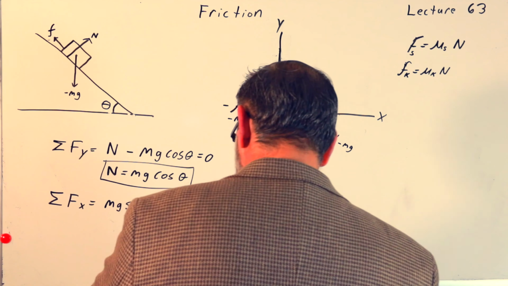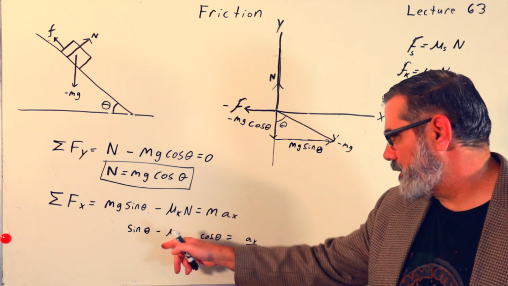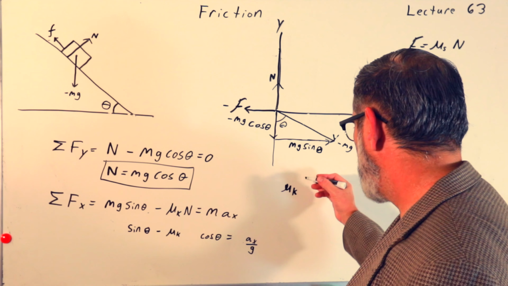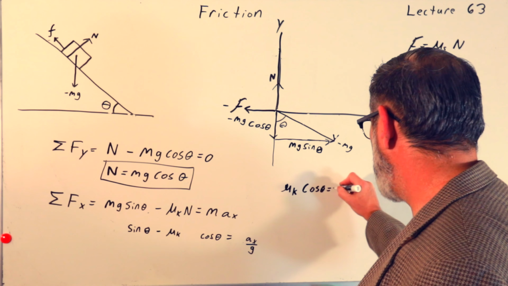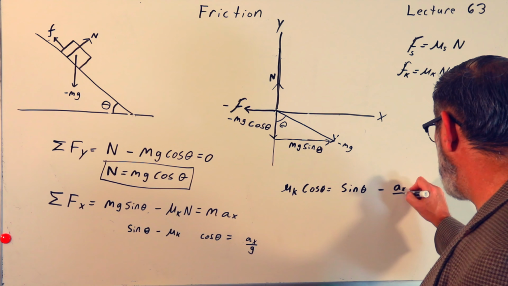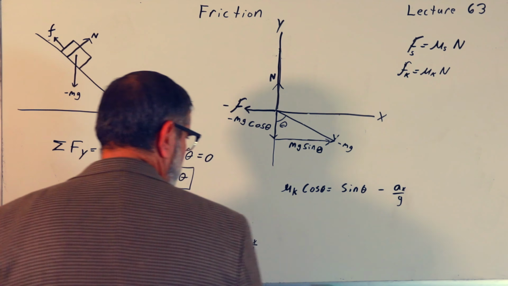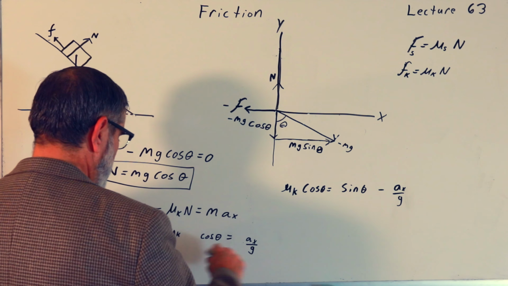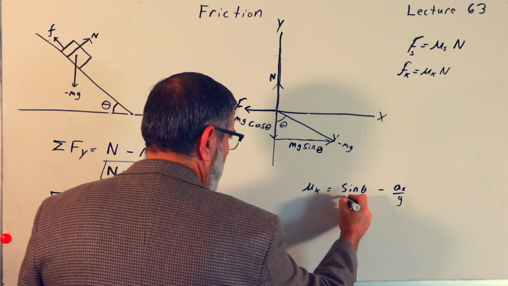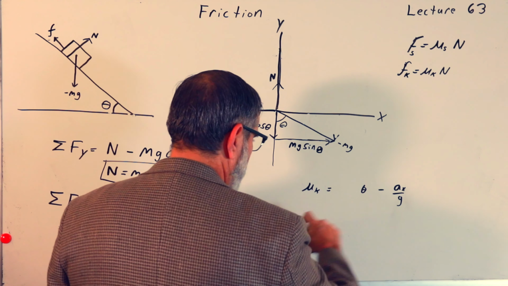The next thing I would do, since this has a negative sign in front of it, I'd move it over here and move this over there. So what would that give me? That would give me mu sub k times the cosine of theta equals the sine of theta minus a sub x over g. I would then divide both sides by the cosine to get mu sub k all by itself, and sine divided by cosine is just a tangent, so I make that into a tangent.